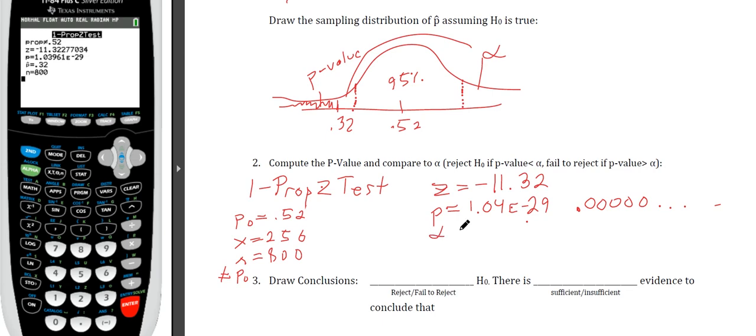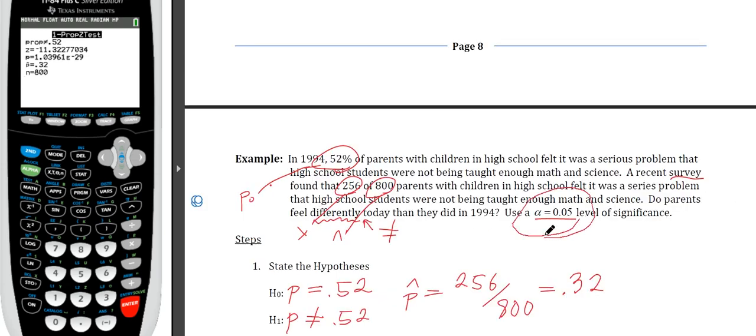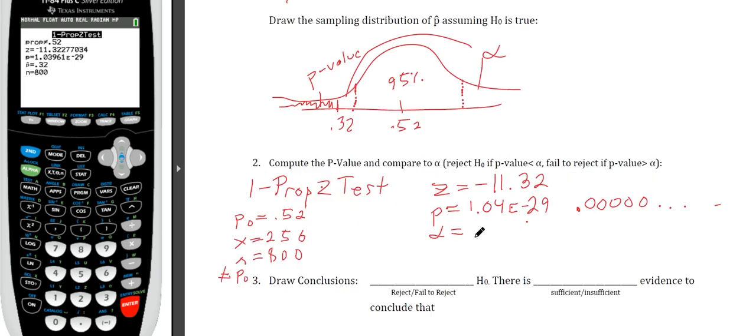And with alpha being really anything, I think we had 0.05. Yeah, 0.05 level of significance. No matter what it really was, the p-value would definitely be less than alpha by quite a bit. That's what we want to happen. Since it is less than alpha, that means we do have enough evidence to reject the null hypothesis. We do reject the null hypothesis.